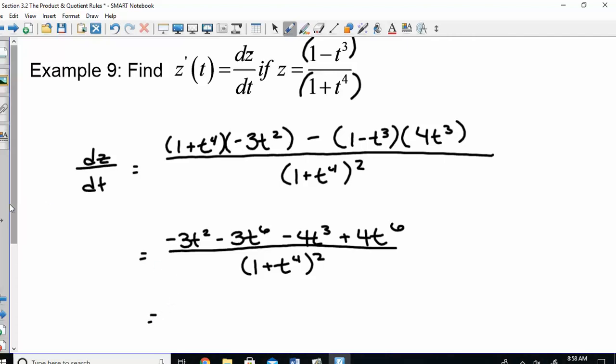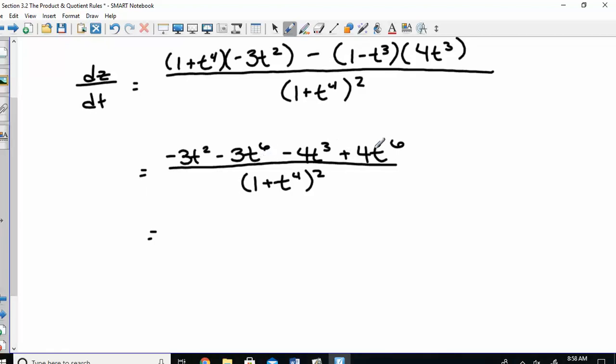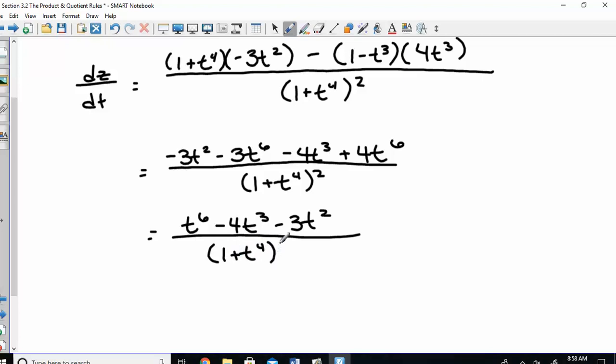Alright, so now we just combine like terms. Negative 3t to the 6th and 4t to the 6th is just a t to the 6th. I have a negative 4t cubed and a negative 3t squared over the denominator.